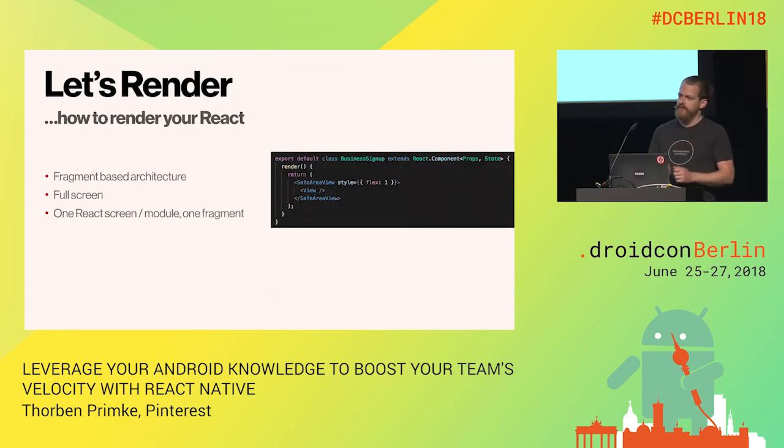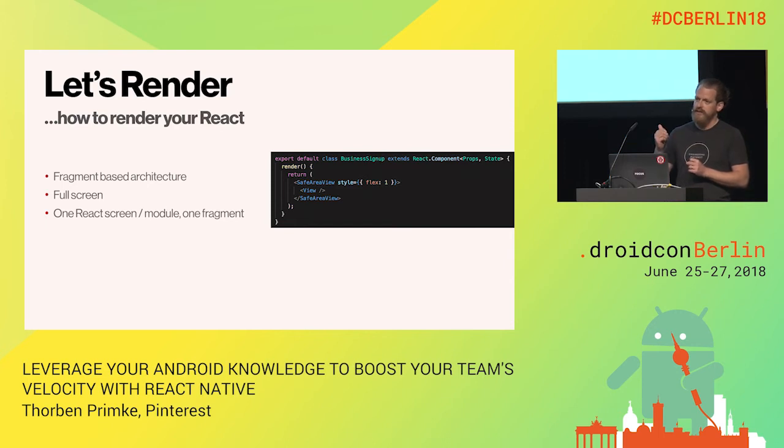Let's look at how we actually render the different screens. So our application is set up with one activity and many fragments. You know, there's a few other activities, but generally the app runs within one giant activity with a bunch of different fragments. So when we think about the different React Native screens, we map one React Native component or module to one fragment. This also works well with our navigation stack, which I'll talk about in a minute.